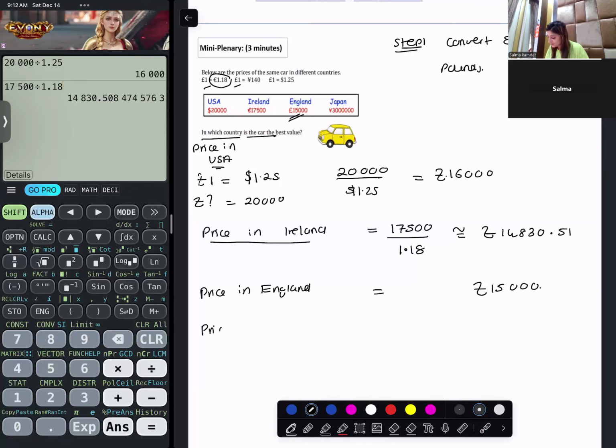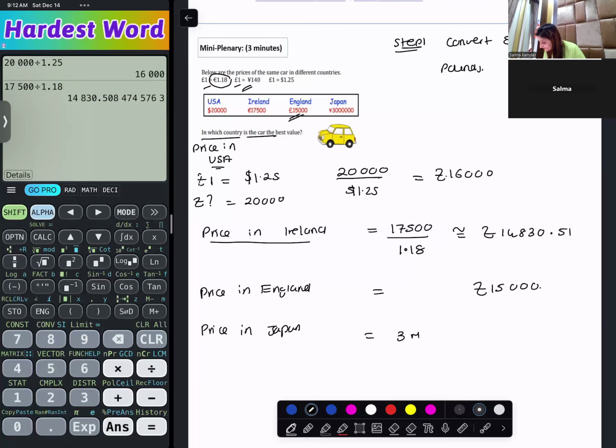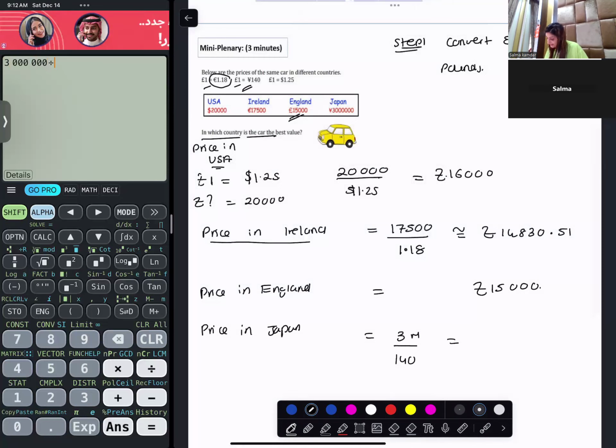Let's talk about the price in Japan. 1 pound is 140 yen. So it would be 3 million divided by 140. I will get the price in pounds. So the price in Japan would be, approximate value, 21,428.57 pounds. Now I'll compare the prices.